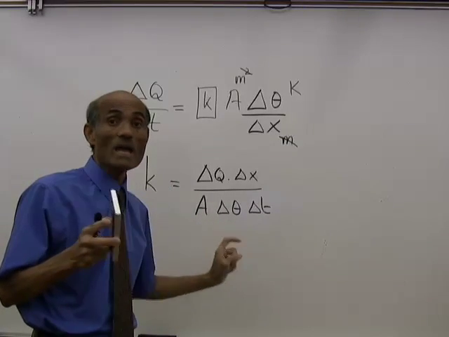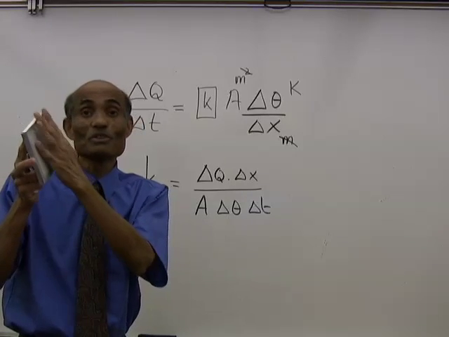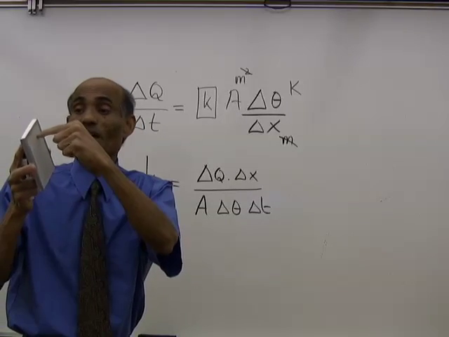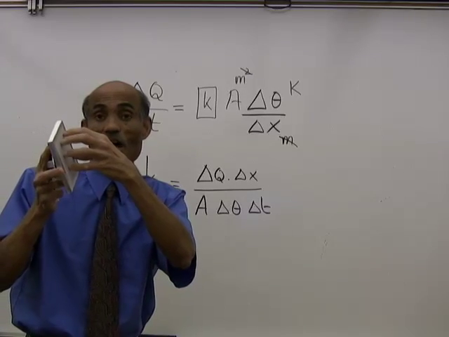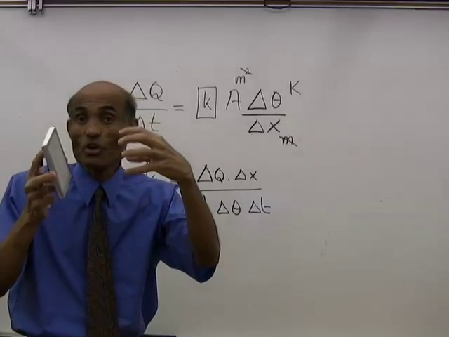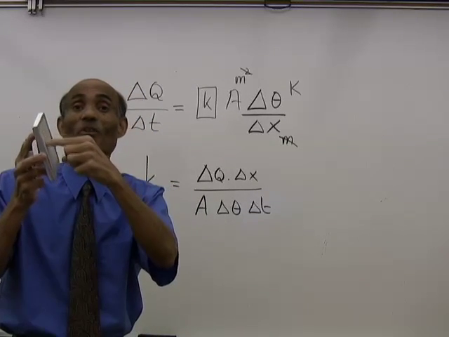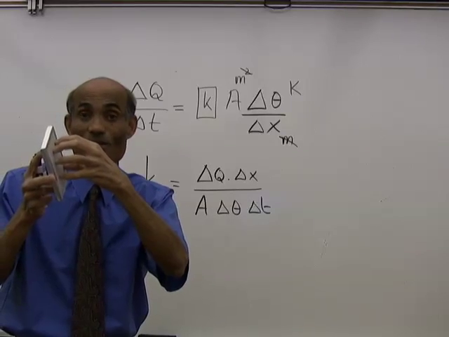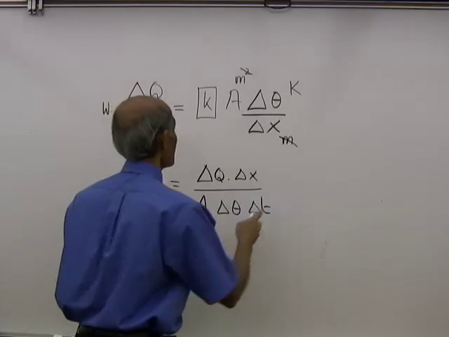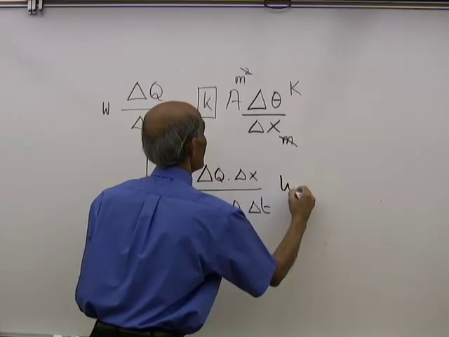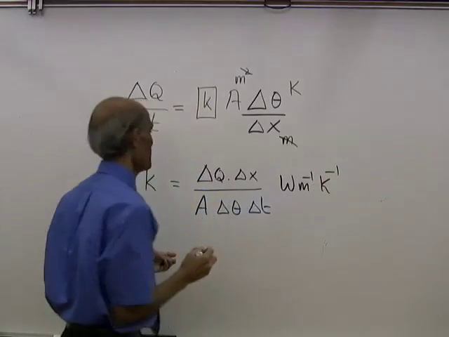Now, the area is not the area of the surface. We are going to use a block of ice on one side. The heat will be conducted across that area, so we need to measure the area of that ice block. Okay? I will help you do that. And so, this K will be measured in watt per meter per Kelvin.